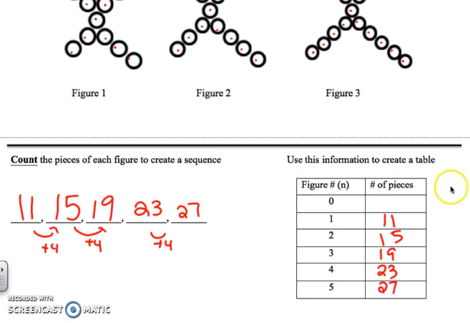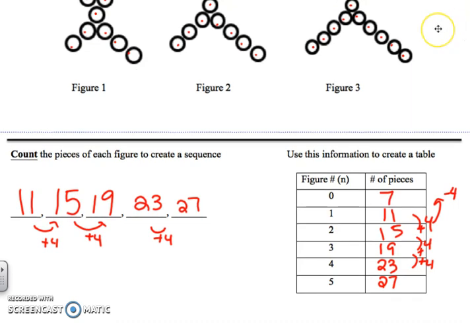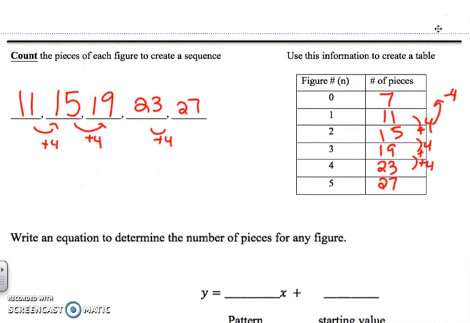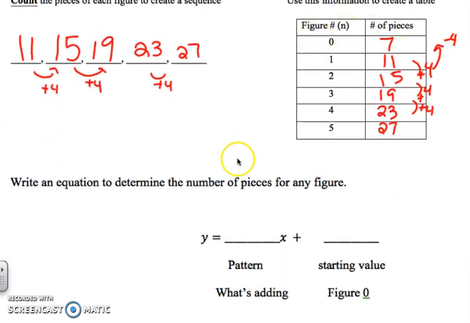Okay, but I need to figure out how many pieces there would be in figure 0 before I can write my equation. So once again, they're adding 4 each time. So if I want to go backwards and find the one before it, I'm going to do the opposite and subtract 4. And so 11 minus 4 is going to be 7. Okay? So now that I have a rate and I have an initial value, I can write an equation.